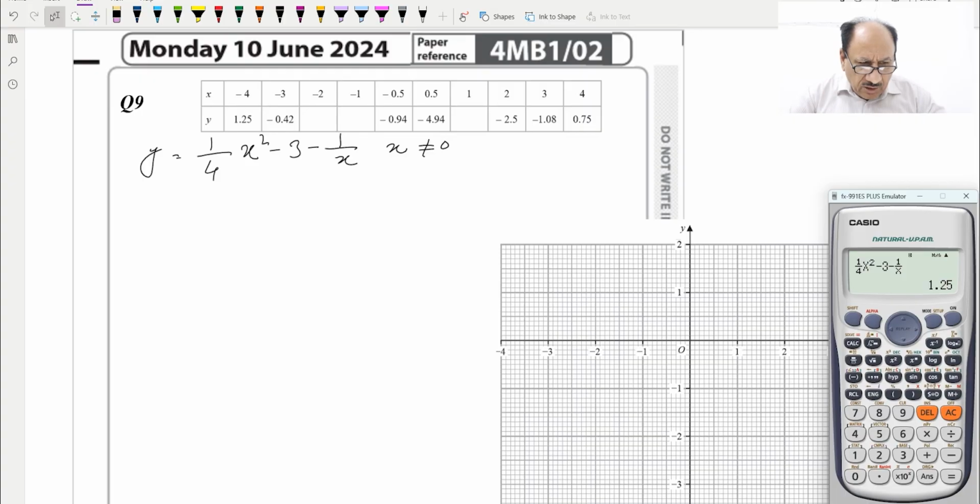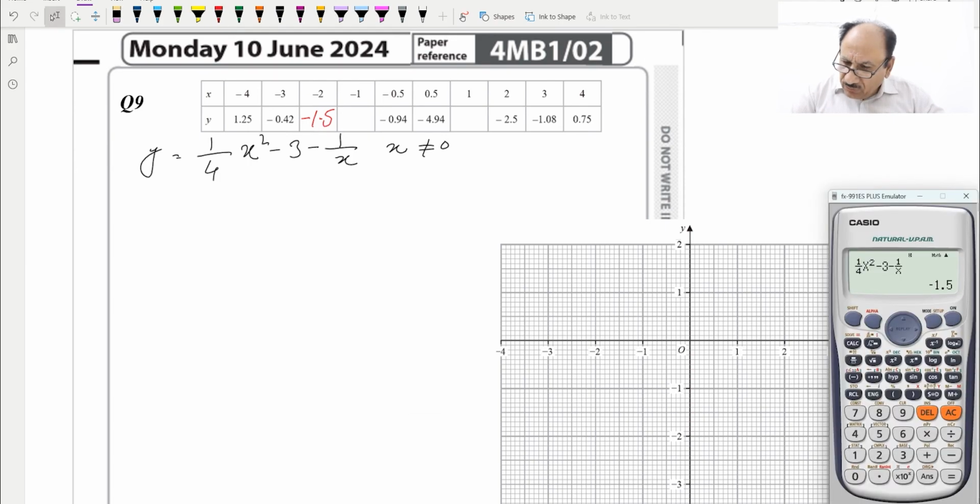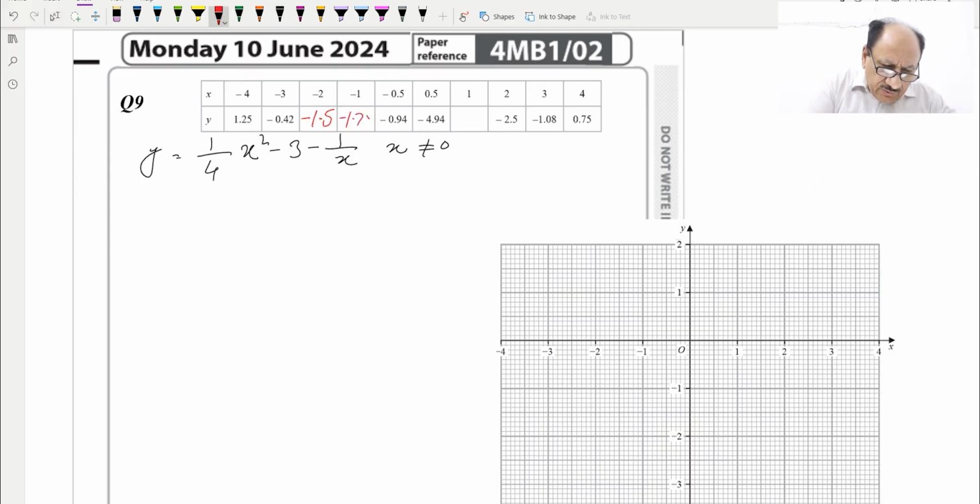Now we can calculate for minus 2. So calculate for minus 2, and this is giving us minus 1.5, so our number will be here, minus 1.5. Now we'll calculate for minus 1, and the equation is already there. We just press calculate for minus 1, and this is giving us minus 1.75, and next value is for 1.